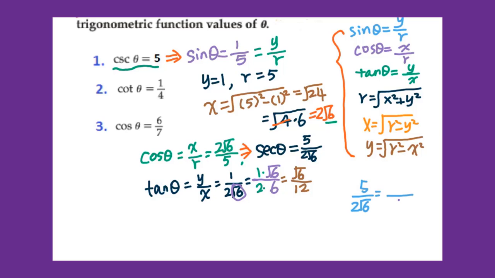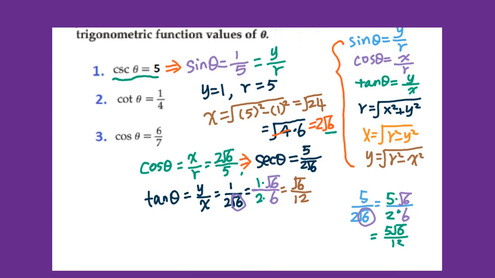So we jump at the square root of 6 over 6 for this one. Then carry on this 5 and a 2 multiplication. So we got 5 square root of 6 over 12. That's for secant theta.